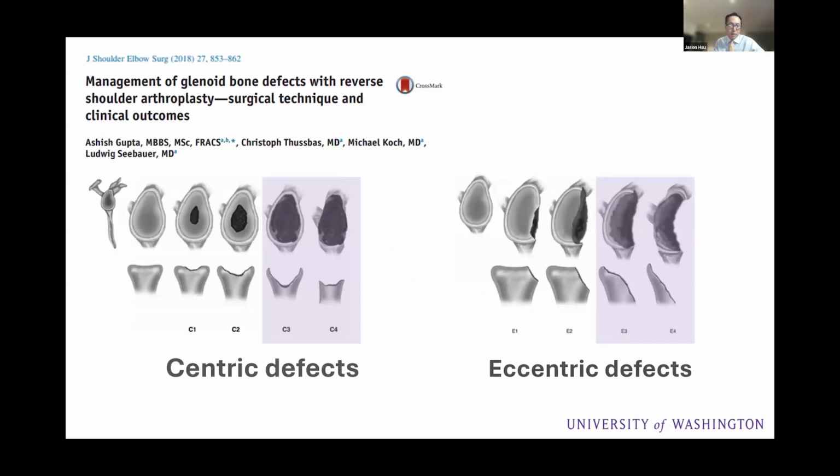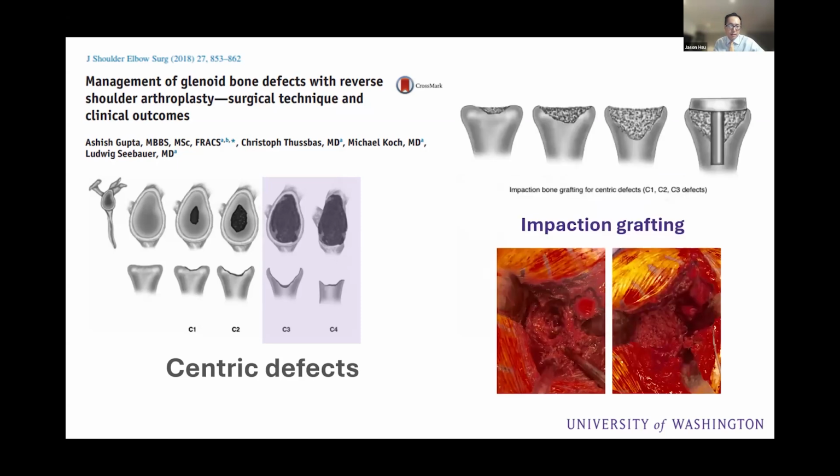And these can typically be divided into centric defects, where there's central bone loss and the peripheral bone is still intact, and then eccentric bone loss, where one side is missing. That's typically a little harder to address because of the uncontained nature of the defect. Centric defects typically aren't as hard to address because there's often good peripheral cortical bone to support a base plate.